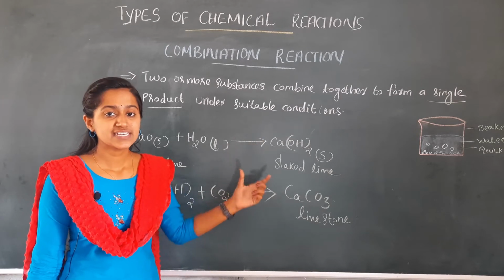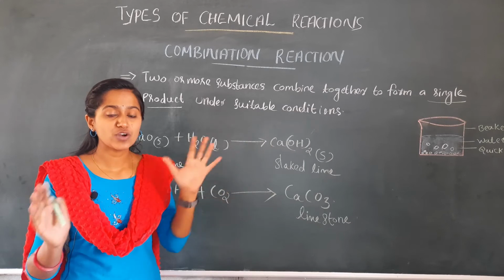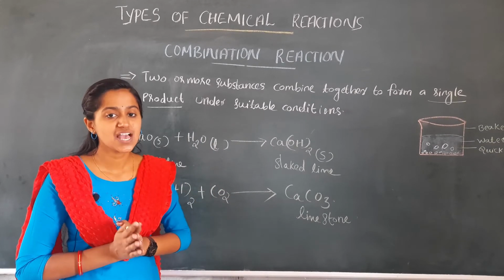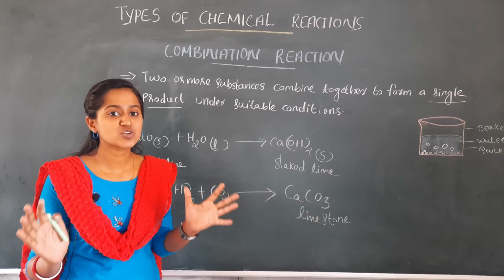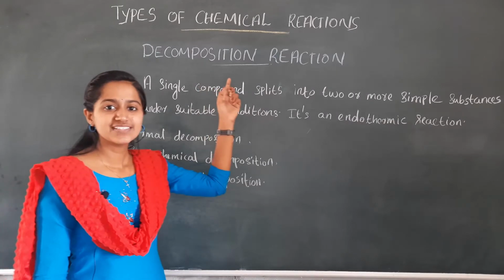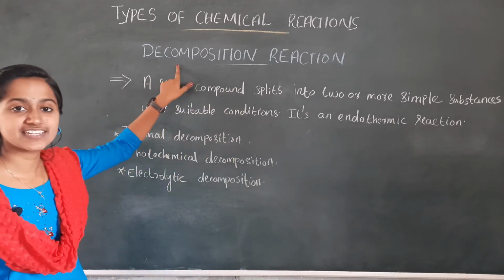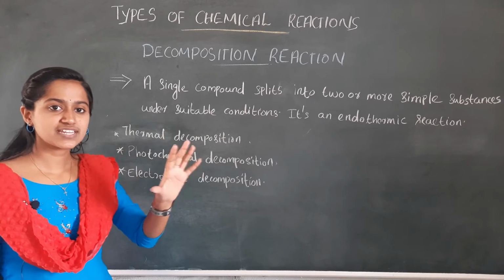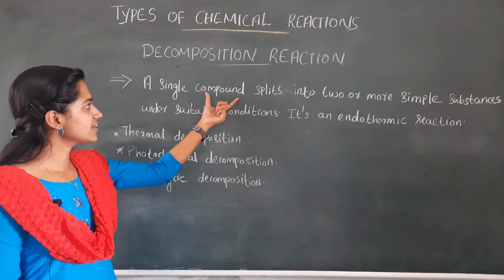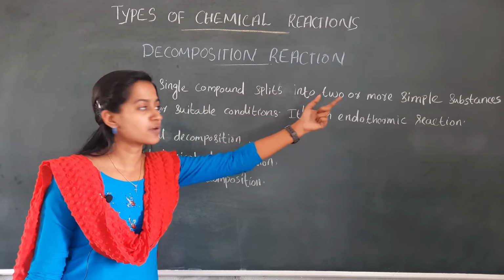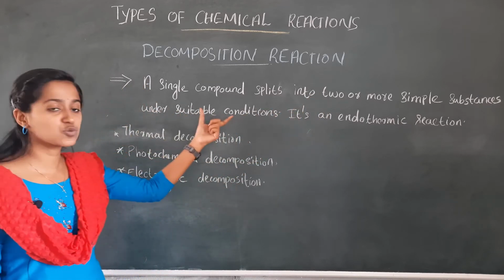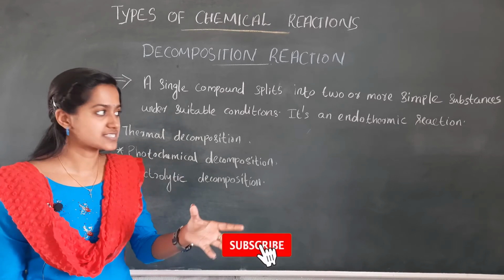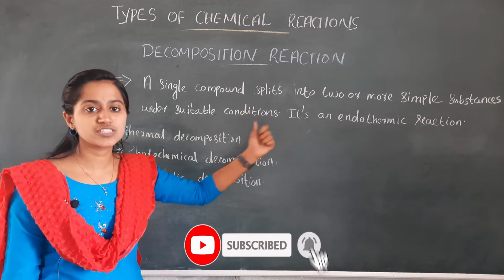We can conclude that in a combination reaction only a single product is formed by the combination of two or more substances, and this reaction is highly exothermic in nature. Now the second type of chemical reaction is decomposition reaction. By definition, a decomposition reaction means a single compound splits into two or more simple substances under suitable condition. Here from the single compound we obtain different components, and this is an example of an endothermic reaction.